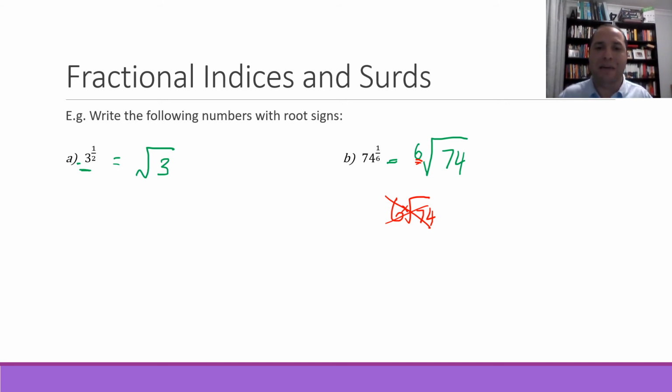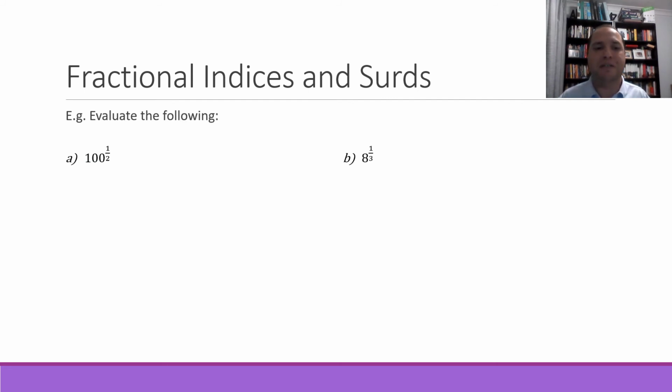And what this number means is, what number times itself 6 times actually equals 74. That's what the 6th root means. What number times itself 6 times gives us 74. But anyway, I digress. That's how you write numbers with root signs, looking at those powers.